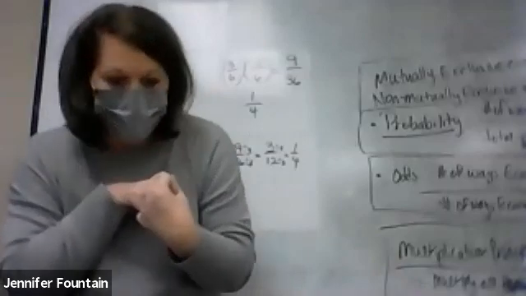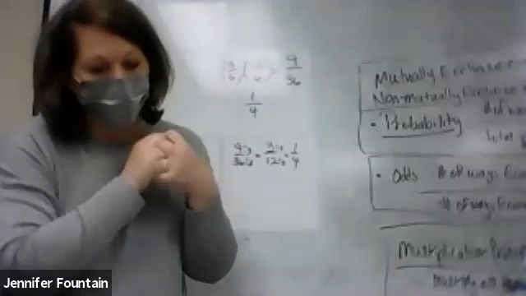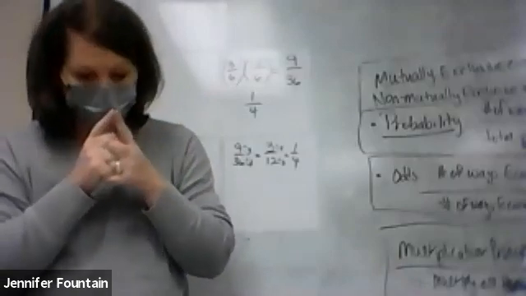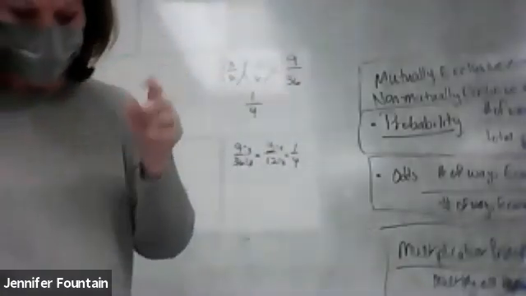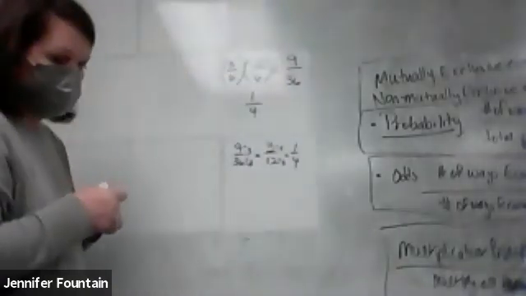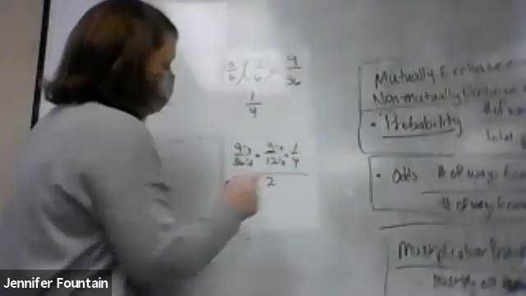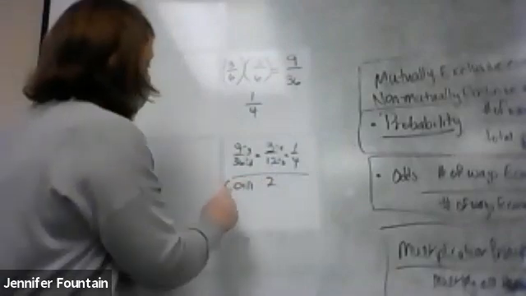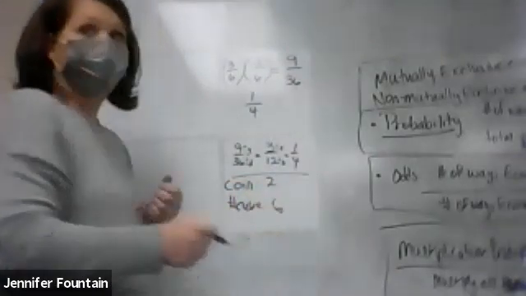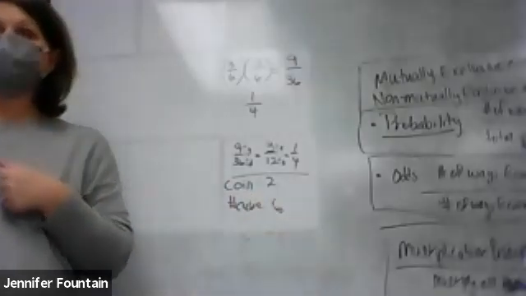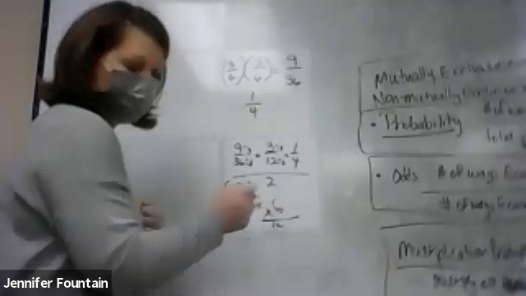Okay. Number 15, how many possible outcomes are there when flipping a coin and rolling a number cube? Okay, so how many possible outcomes do I have when I am flipping a coin? 2. So with my coin, I have 2. How many possible outcomes do I have with a number cube? 6. So how many total possibilities do I have? 12. 2 times 6 is 12. Good.